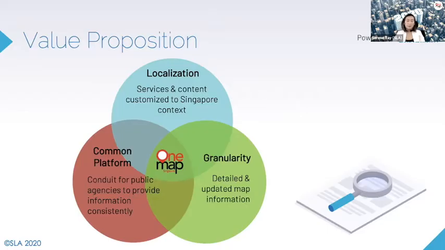What is our value proposition? It is really to provide services and content customized to Singapore context, and to provide as detailed and updated map information to the public as much as possible. And also, ONEMAP is a conduit for public agencies to provide information consistently to the general public. So some of the examples would be like the PCR test provider locations and vaccination center locations, which you can actually find on ONEMAP. I don't suppose you'll be able to find all this in the regular commercial mapping platform.